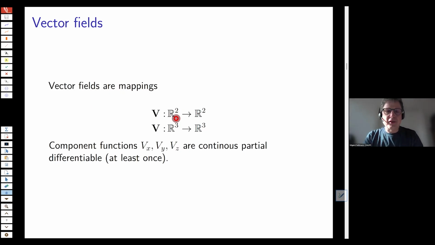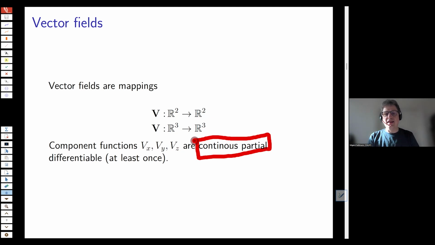When we are talking about vector fields, then from a mathematical point of view, it is a mapping from R2 to R2, or more generally, we are considering the three-dimensional space, and we have component functions often denoted by an index with a coordinate axis x, y, z. And we say it should be at least one time continuously differentiable with respect to every variable.